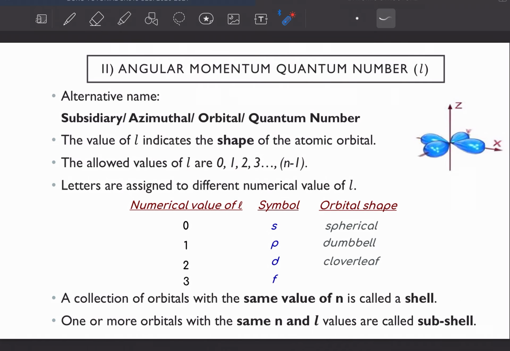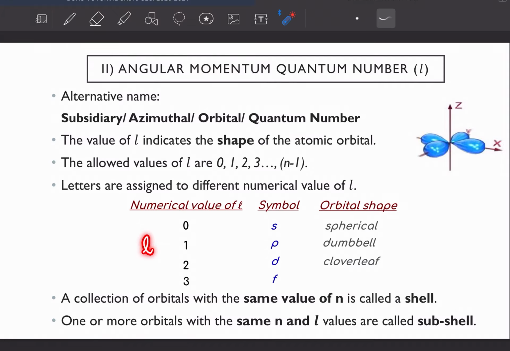So the allowed values for L are 0, 1, 2, 3 and up to n minus 1. So you cannot have infinity for your L, okay, not infinity. You will have certain allowed values depending on your principal quantum number. The letters are assigned to different numerical values of L. So if you have L equals 0, the symbol will be s. What is s? s will be the s orbital, your spherical shape orbital. So it is spherical, round like this.